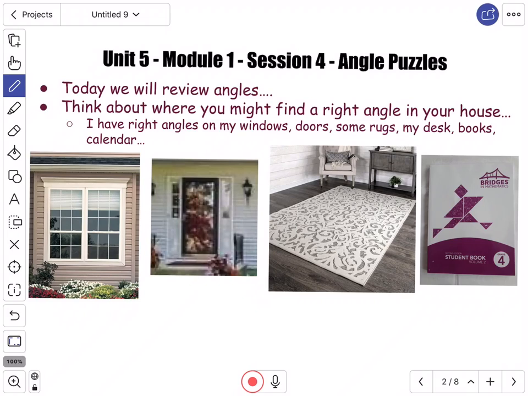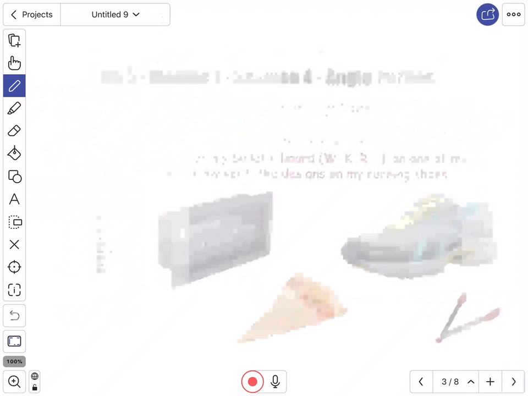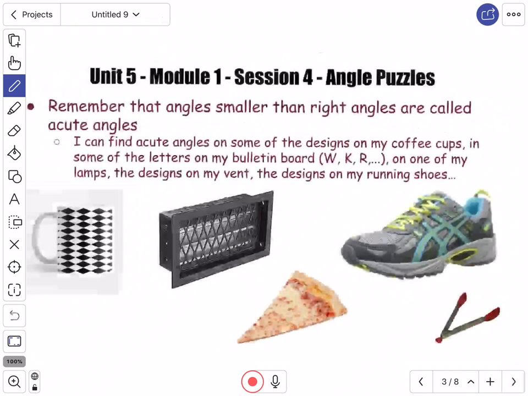These are just some examples of right angles that you would see at my house. This is my window, front door, a rug, my student book that I have at home, things like that. Any kind of books, there are right angles in many places in my house.